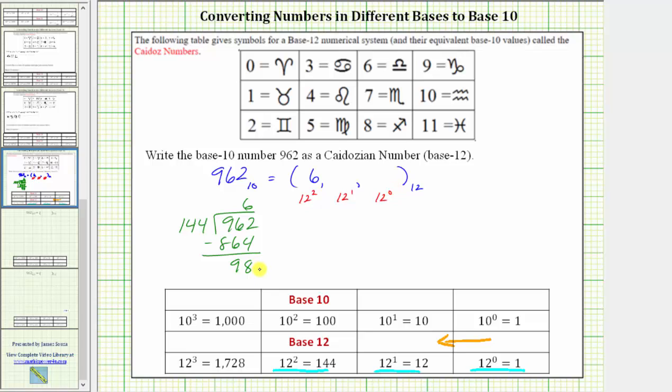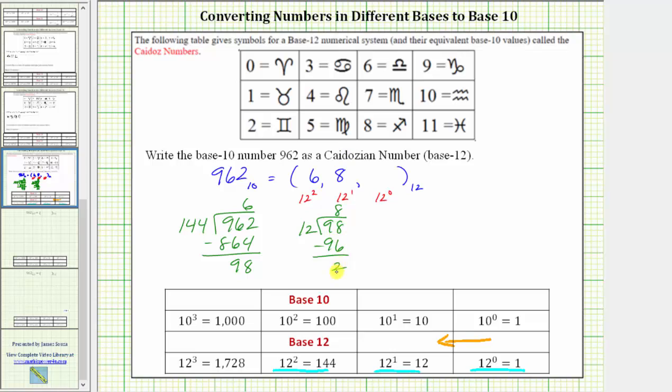The next step is to take the remainder of 98 and divide by the next place value, which is 12 to the 1st or 12. So we divide 98 by 12. There are 8 12's in 98. 8 times 12 is 96. We subtract. The difference is 2. The quotient of 8 gives us the whole number in the 12's place value, which is here.